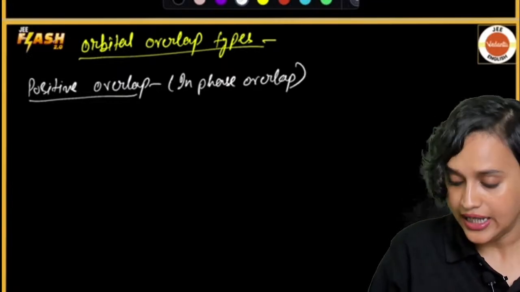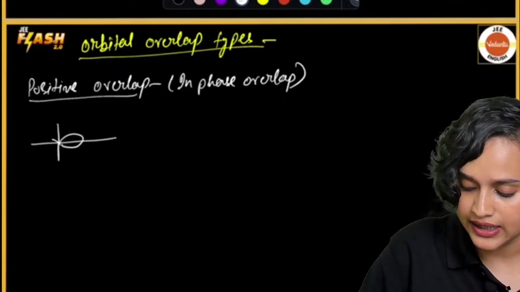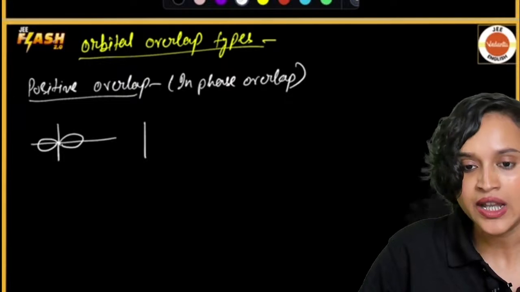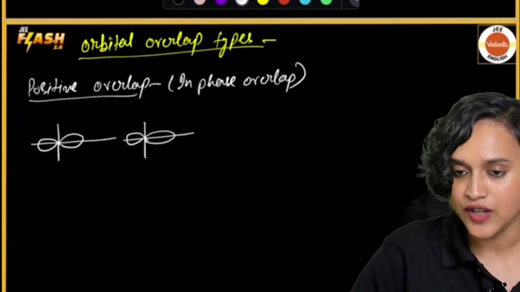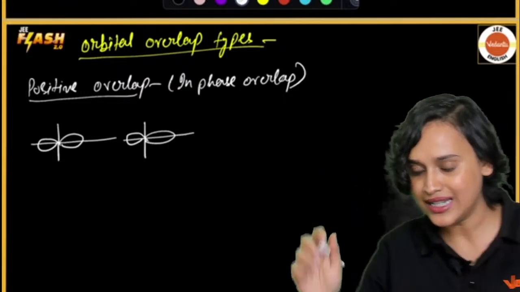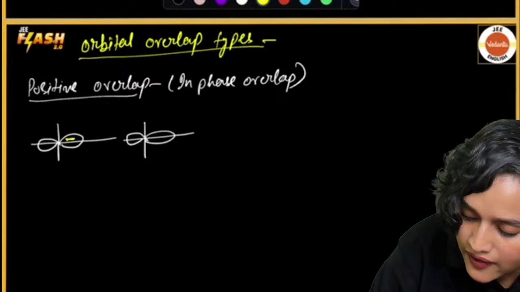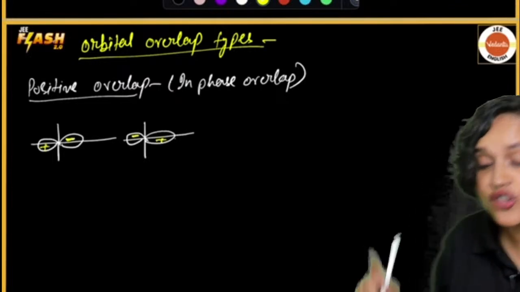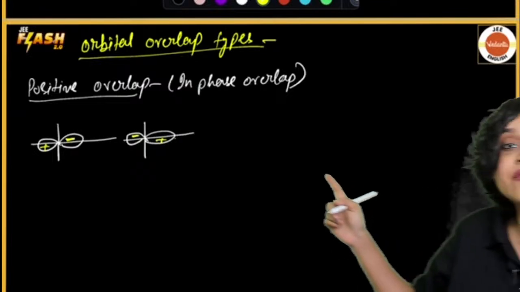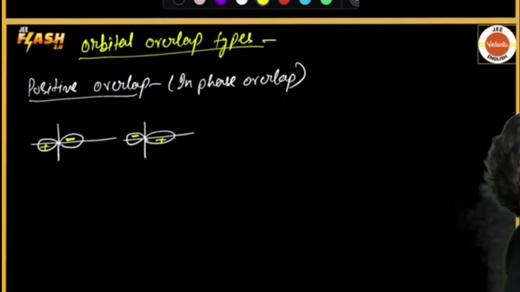Now in case of in phase overlap, let's have a look at your p orbital. This is your p orbital, and this is another p orbital. If you have a minus sign here and another minus sign here, but plus and plus here, this will be called an in phase overlap.